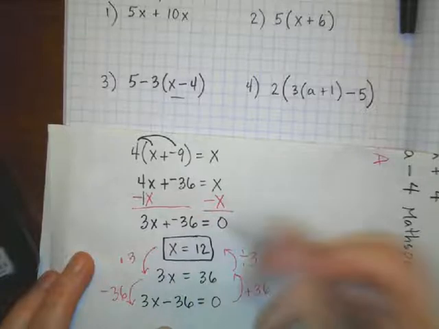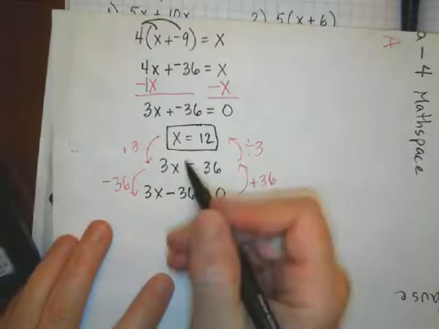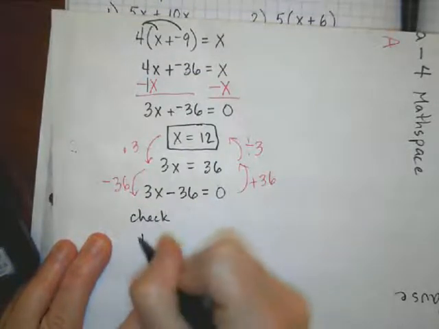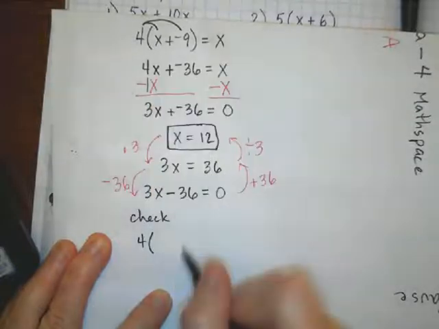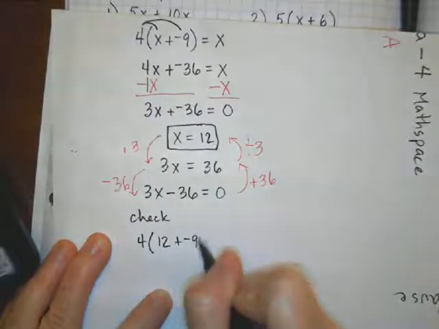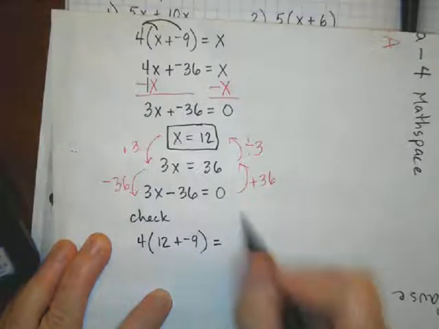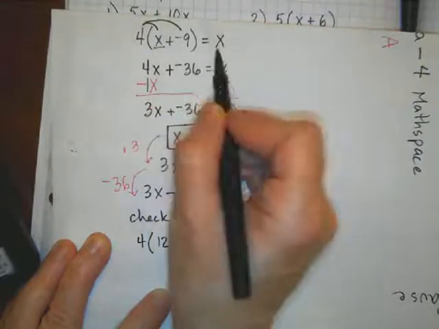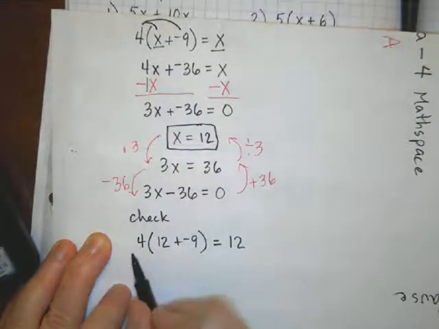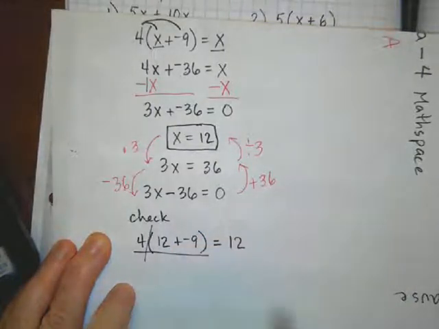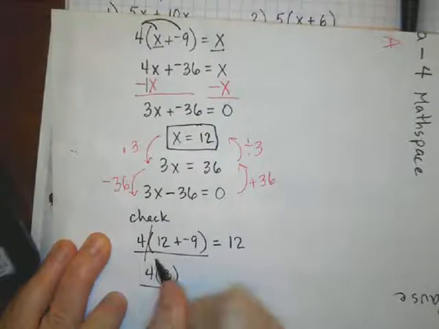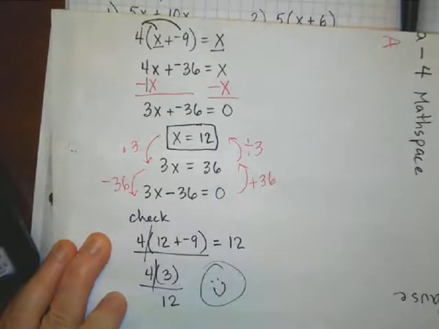Now, to check the solution, I'm going to plug it back into the original problem. So for my check, 4 times x is 12 plus negative 9. Does that equal x? Oh, x is 12. So I have to put it in both places for x. I have to put it in here and here. Now I can rewrite and parse. 12 plus negative 9 is 3. 4 times 3 is 12. Happy face. I got it right.